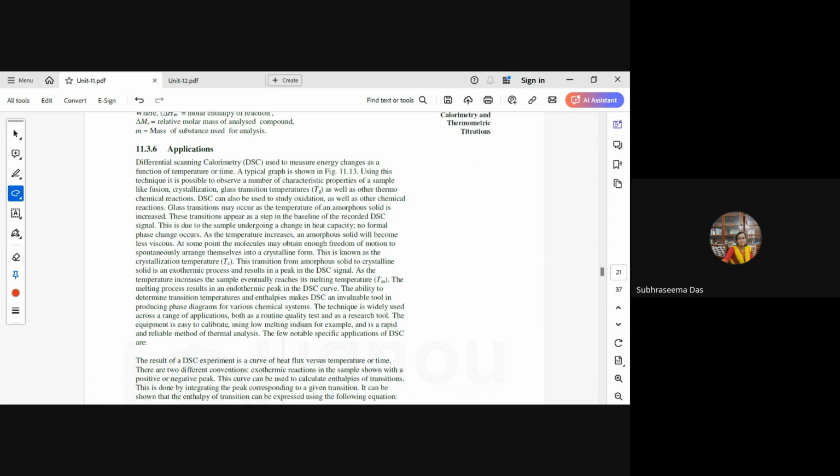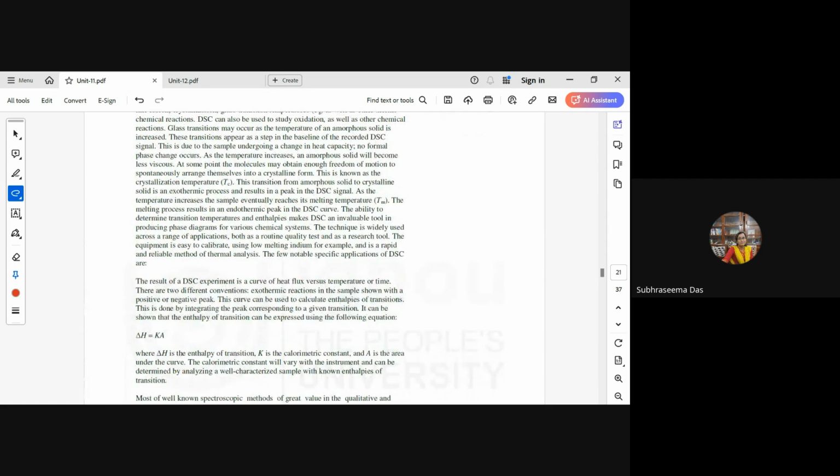Thus, the ability to determine the transition temperatures and enthalpies in a DSC is very sensitive and it makes DSC a very important tool to understand the various phase changes that occur within a material. This equipment is quite easy to calibrate.